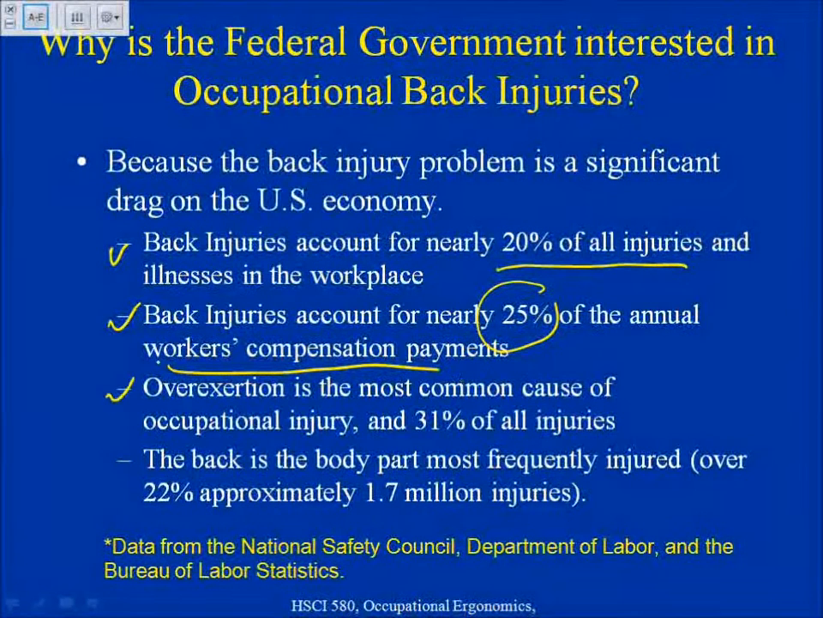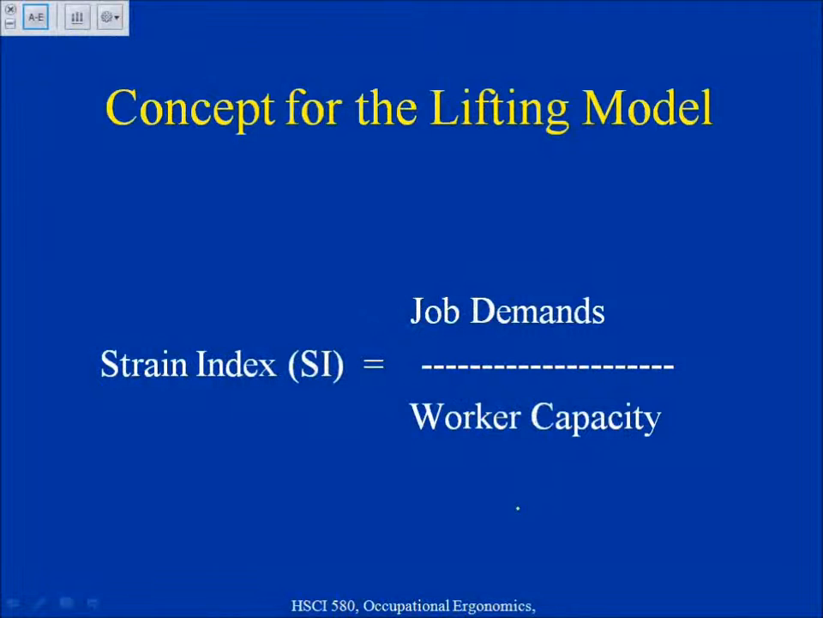That's a big deal. Overexertion is the most common cause of occupational injury. 31% of all injuries are overexertion. The back is the body part most frequently affected, over 22% there. 1.7 million injuries per year that are documented from backs. So we're going to do a couple more of these slides and we'll call it quits.